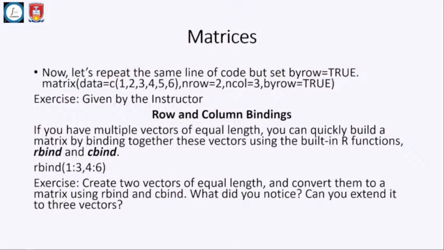What do we have now when we say by row equals true? We are expecting the same vector that we created and used before. We had -3, 2, 8, 9, 3, and then 0.17, right? This is the vector we use.